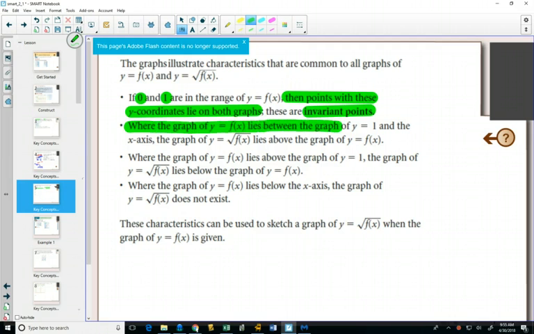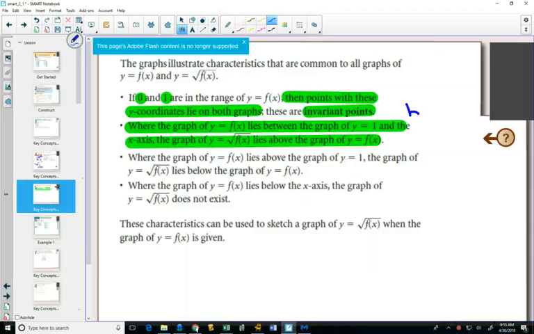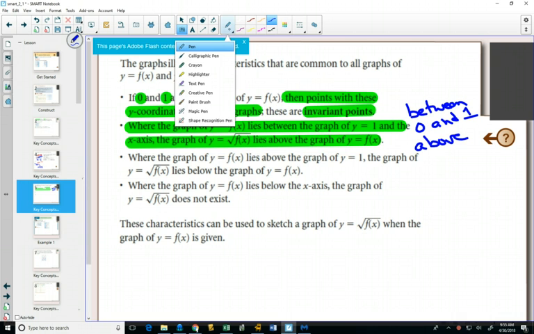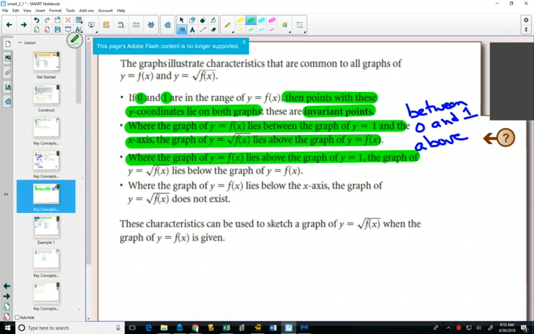Where the graph lies between y equals 1 and the x-axis, there's a very short way of highlighting that. If your y values are between 0 and 1, your new graph will be above your original graph. And where the y values are above y equals 1, your new graph, your square root graph, will be below.